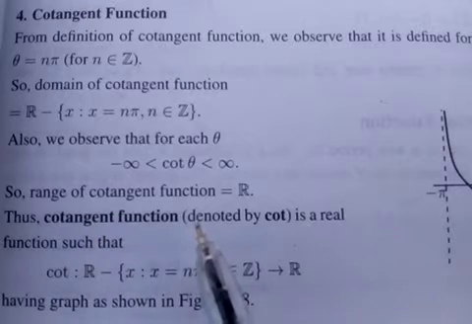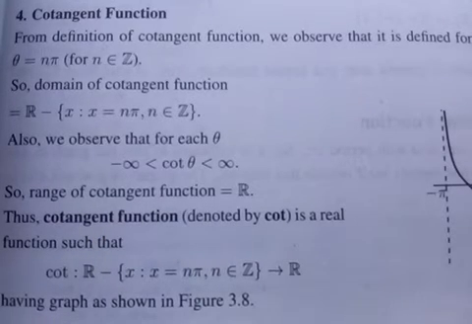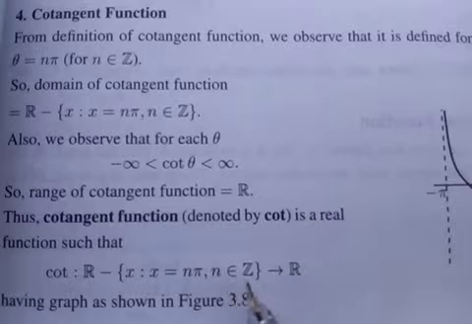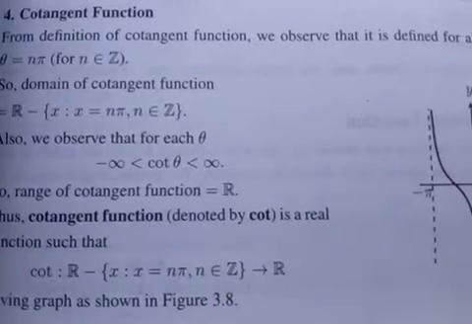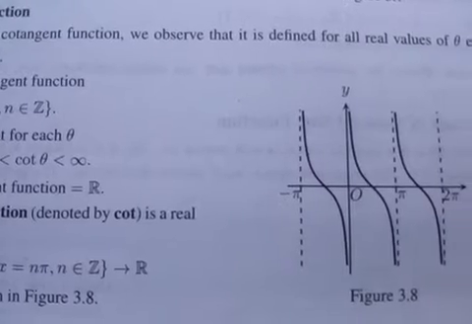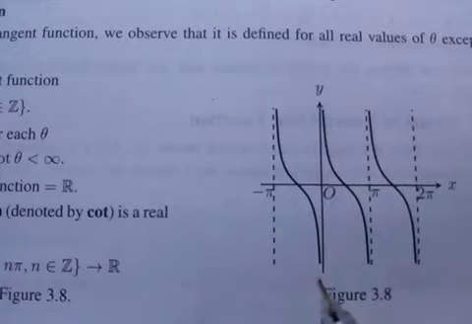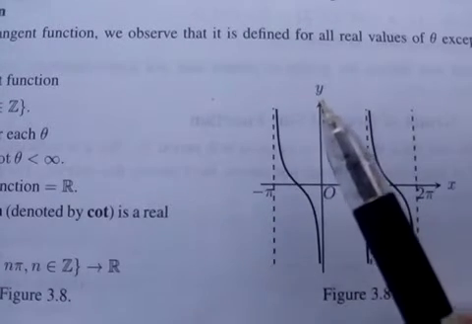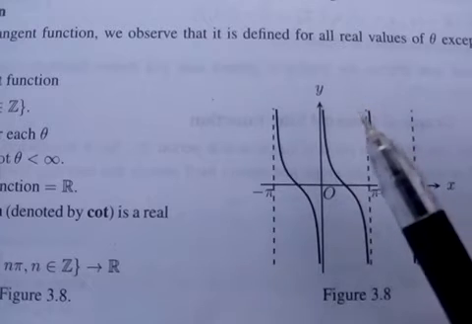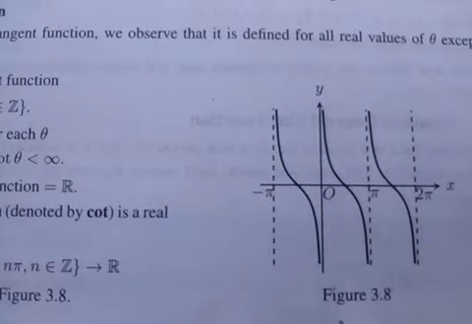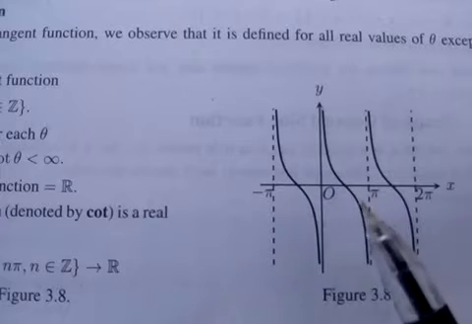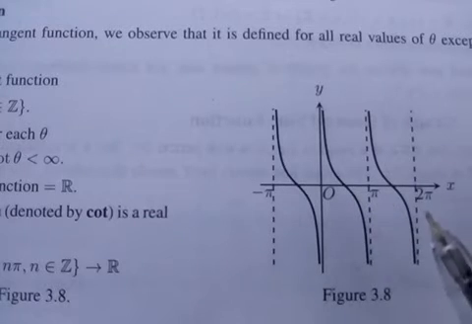Thus the cotangent function is a real function such that cot: R minus {x : x = nπ, n belongs to Z} tends to R. Graph of the function: you can see here there is only a minor change between tan and cot. We can draw the graph of cotangent like this, from minus π to plus π or up to 2π. We can draw the graph.